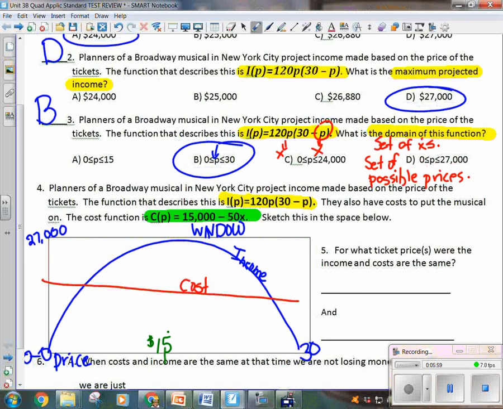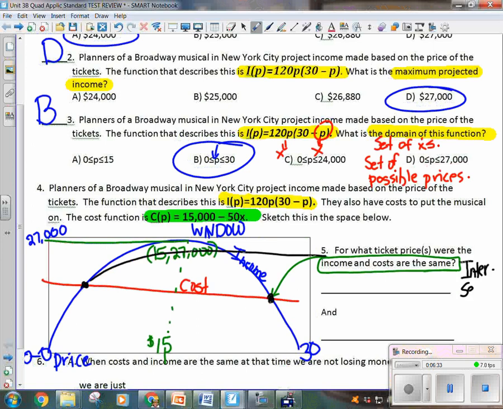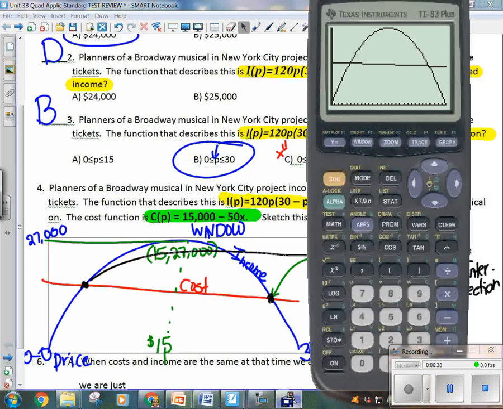For what price or prices were the income and cost the same? Now the same means, okay, income and cost the same occurs twice. It occurs right here at this intersection point and also over here at this intersection point. So when it talks about cost being the same, I need you to think of intersection. I need to do intersection with my calculator. So grab your calculator, and I hope that you have your calculator. I hope you're doing the buttons with me, because this is going to be meaningful to you if you practice.